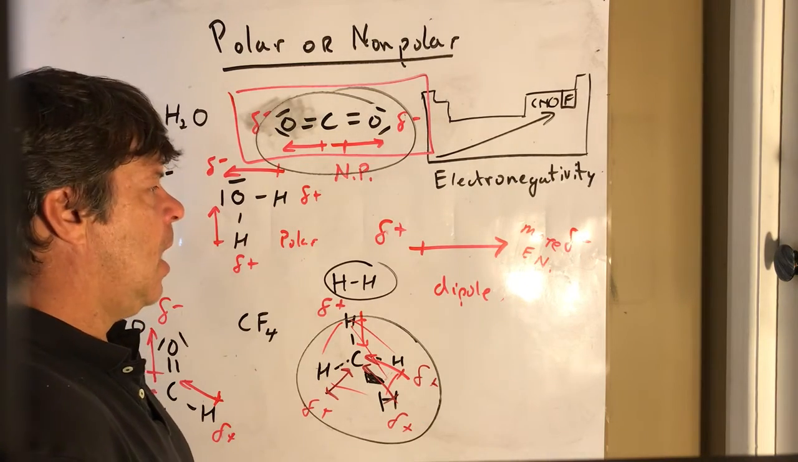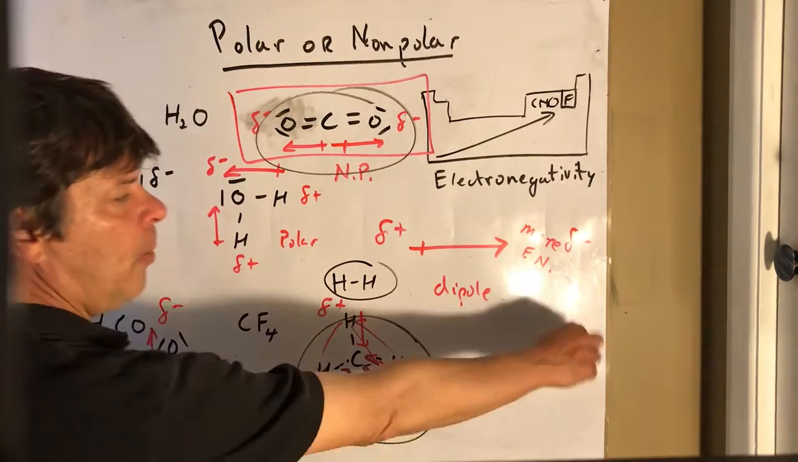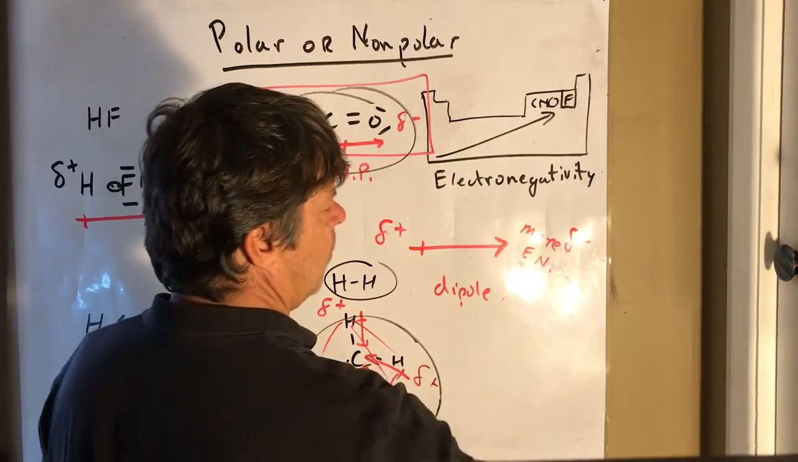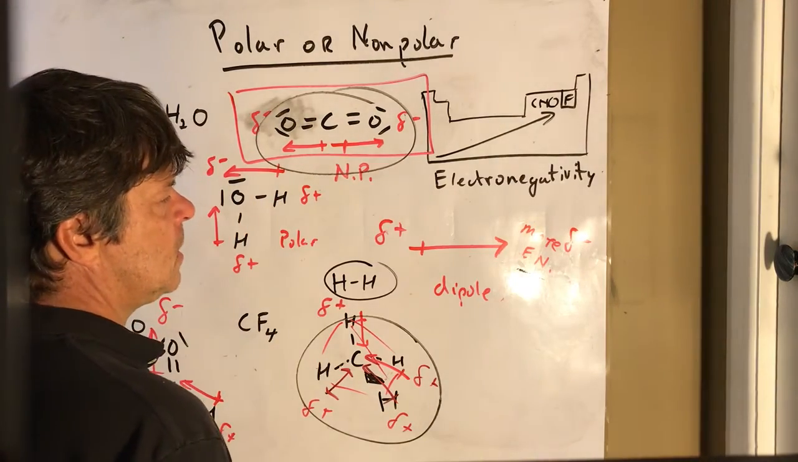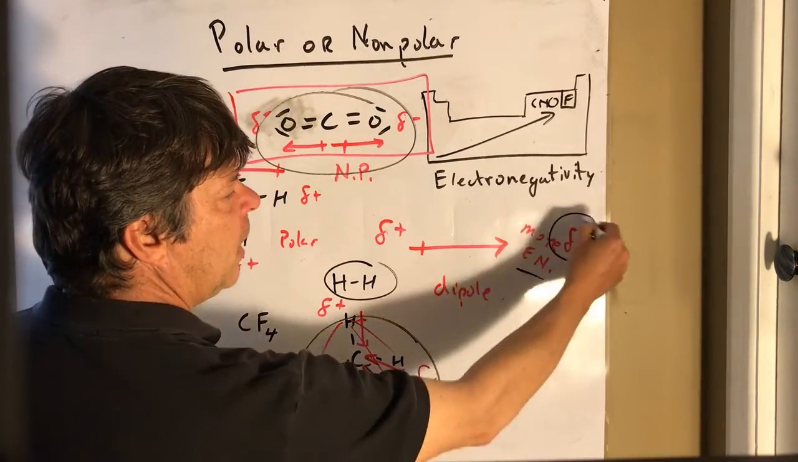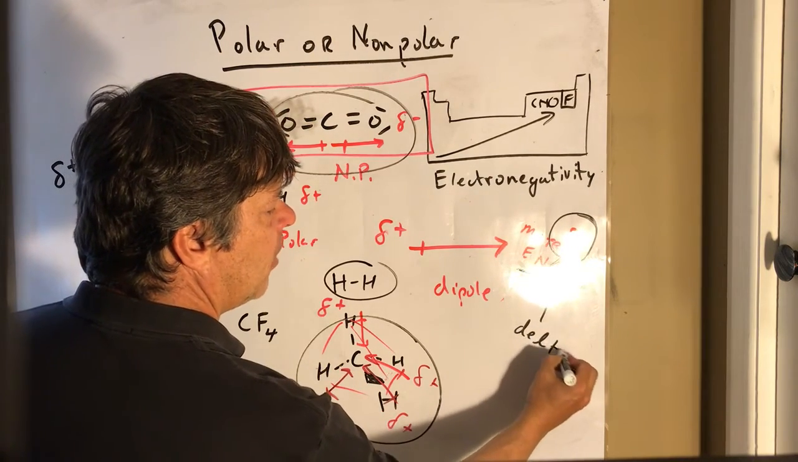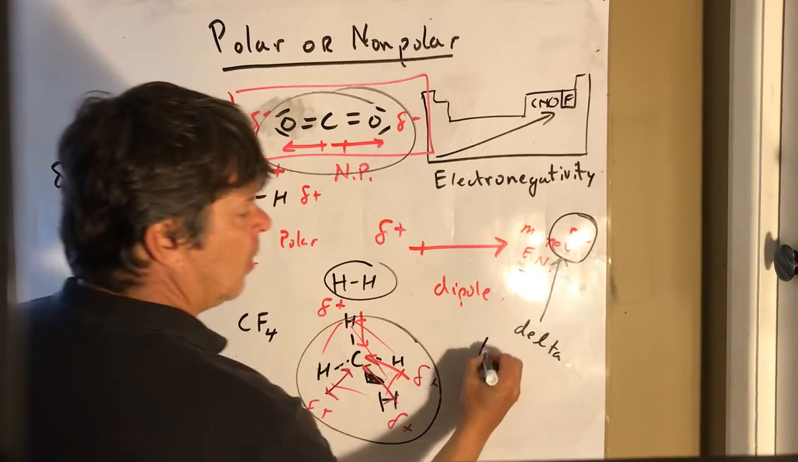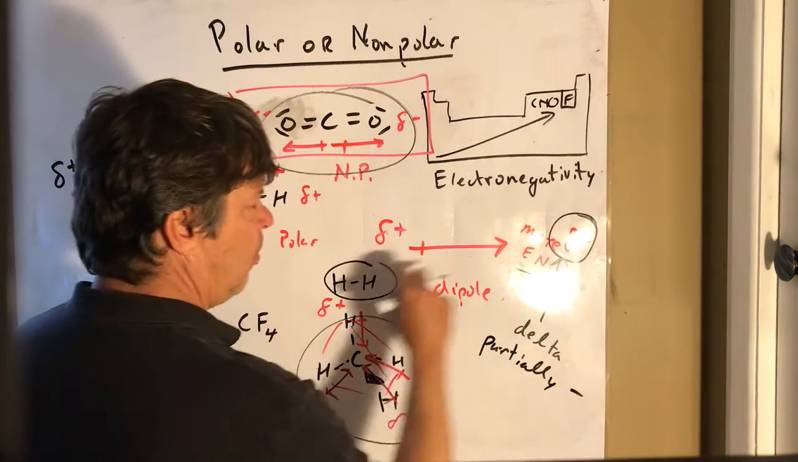Polarity. We draw dipoles toward the more electronegative element. Fluorine is the most electronegative element. That's partially negative. That's Greek letter delta. Small case delta means partial, so that's partially negative, partially positive.